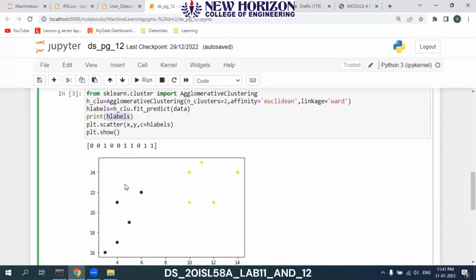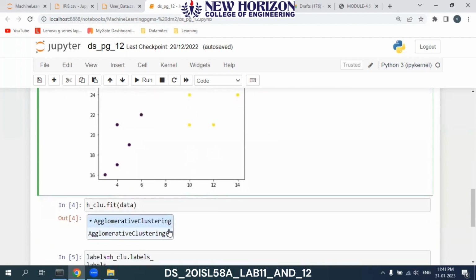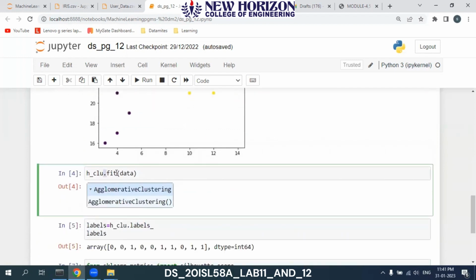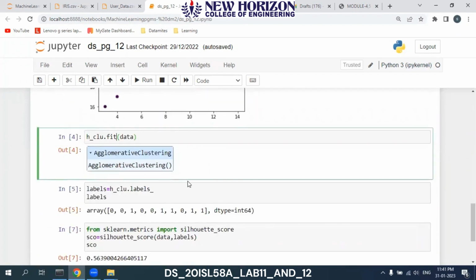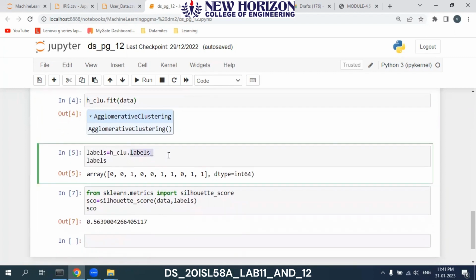And then as usual, we can go with scattering the values as well. So these are the H labels: 0, 0, 1, 0, 0, 1, 1. How many clusters have we used? 2 clusters. So 0 is one cluster and 1 is another cluster. If you just keep n_clusters equal to 3, accordingly this will also change. This is the scatter plot representation of x comma y over here. Now if you click on H_CLU.fit of data, whatever we have done here, it directly gives you the agglomerative cluster. And as usual, labels_ is the attribute which gives you the cluster data.